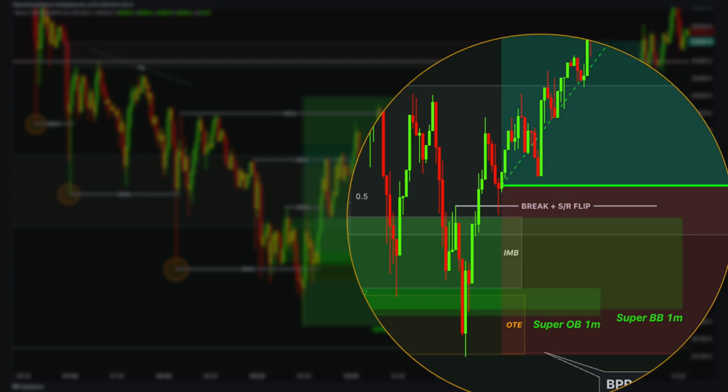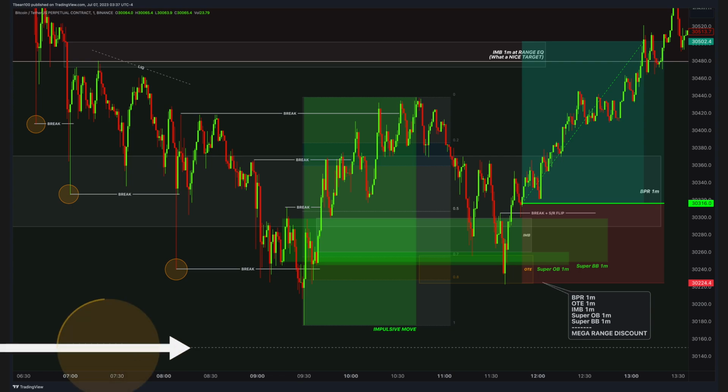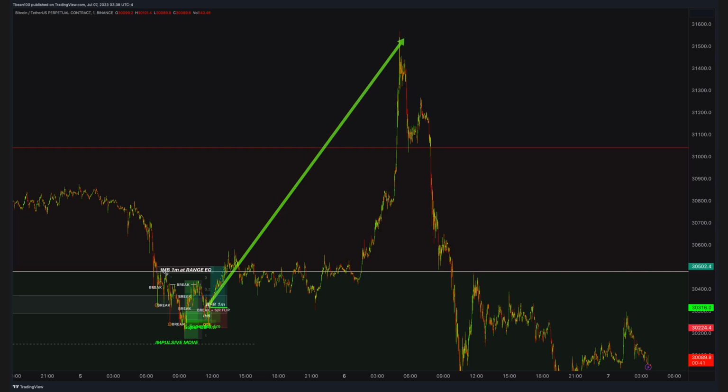Another tiny structure movement. I take this trade with reduced risk. Why? Because the liquidity below still could be hunted. Let's zoom out and see the trade. See how the mega rally started just from my point of entry. This is the power of balanced price ranges.